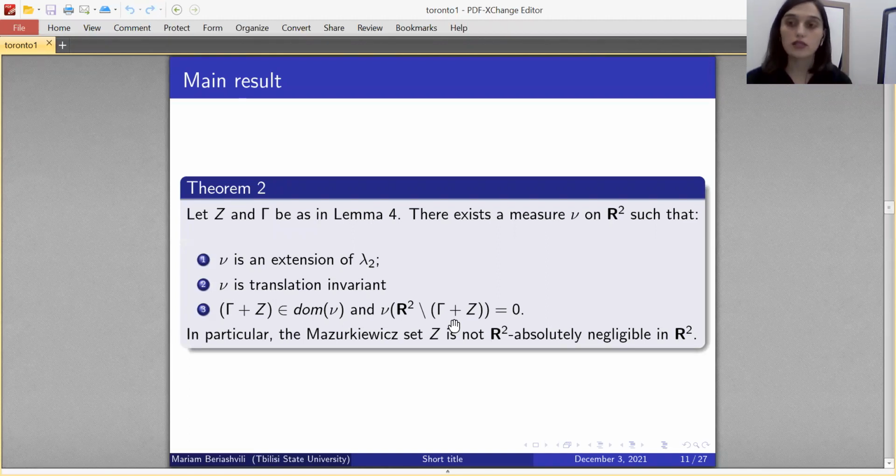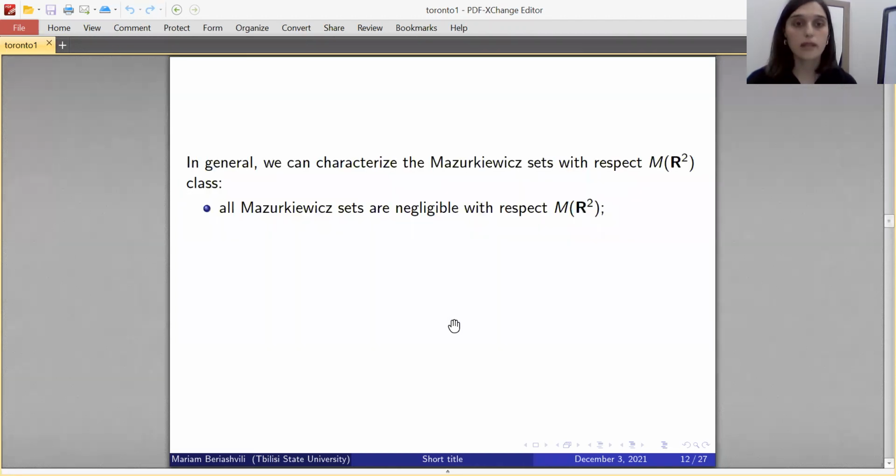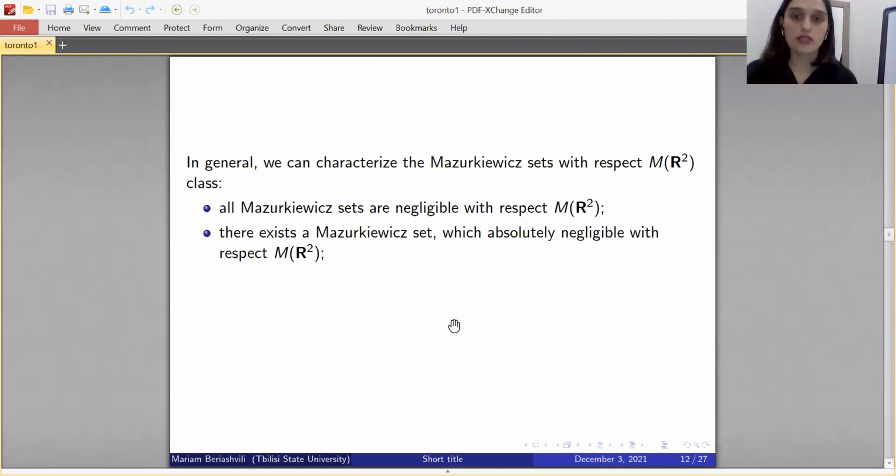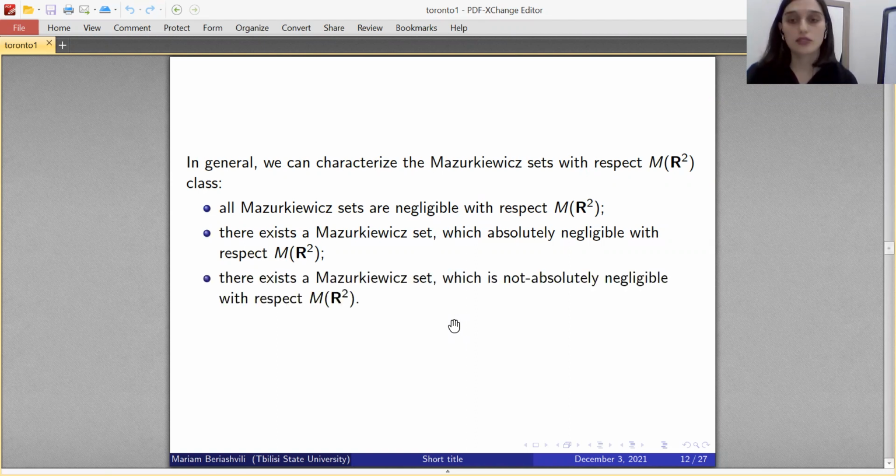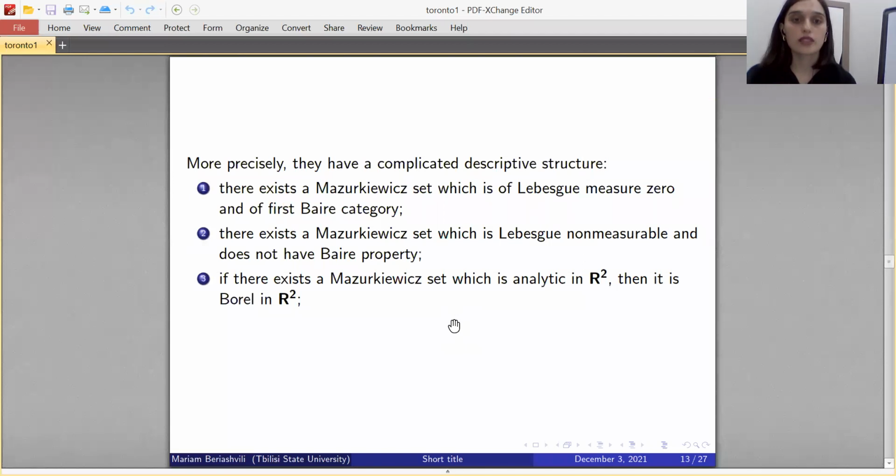The previous result was that there exists a Mazurkiewicz set which is absolutely negligible, but here we can prove already that there exists a Mazurkiewicz set which is not absolutely negligible. So in general, the character of Mazurkiewicz sets is so strange. There exists a Mazurkiewicz set which is absolutely negligible, and there exists one which is not. So we tend to say that a Mazurkiewicz set has a very complicated descriptive structure.